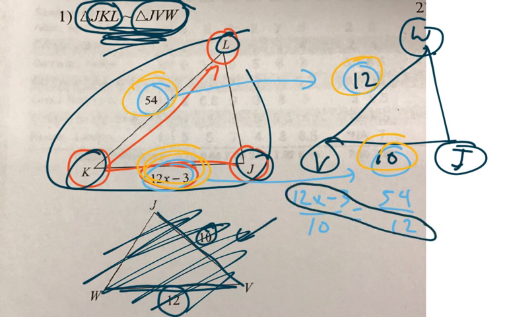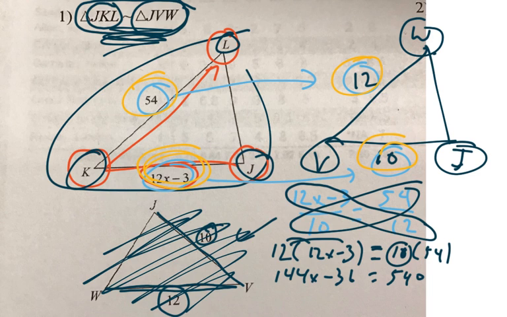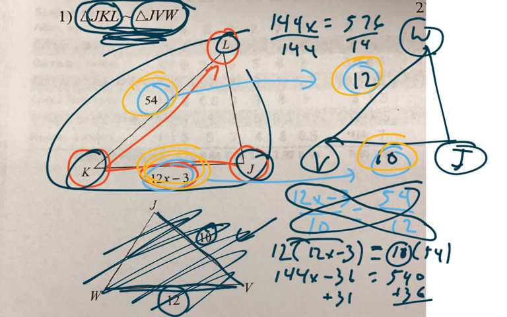So here, I got to do 12 times 12x minus 3. This way, I got to do 10 times 54. Distributive property, 144x minus 36 equals 10 times 54 is 540. I'm now going to solve for x by adding 36. So I have 144x equal to 576. And now all I have to do is divide by 144. X, therefore, must be 4.